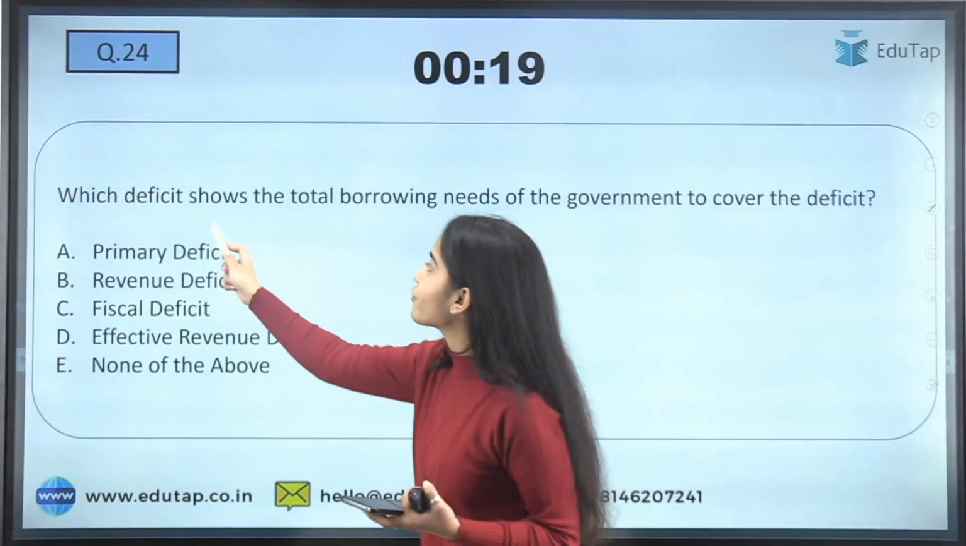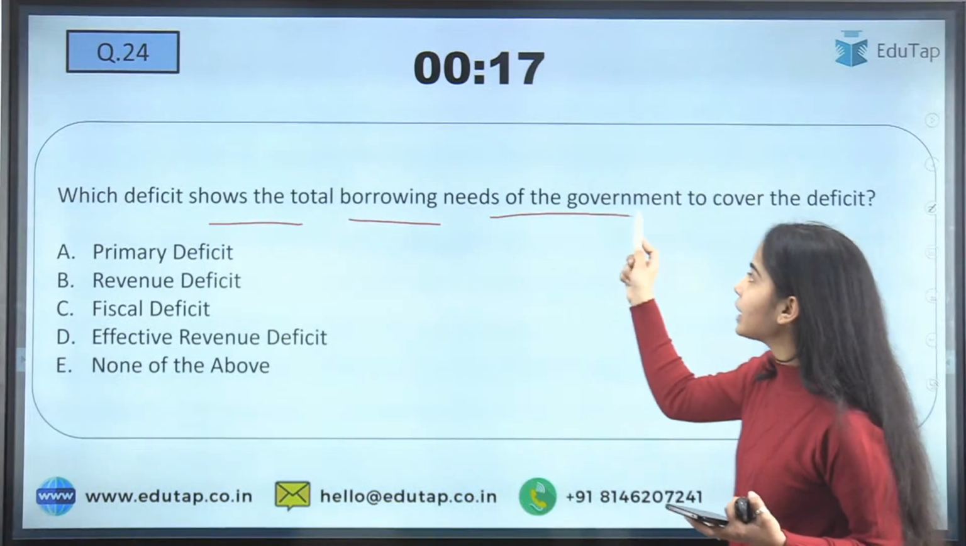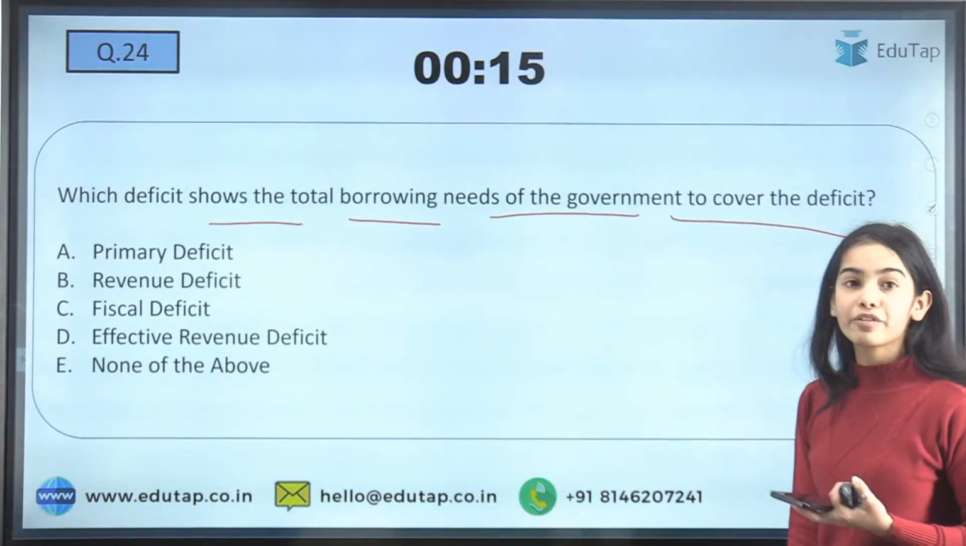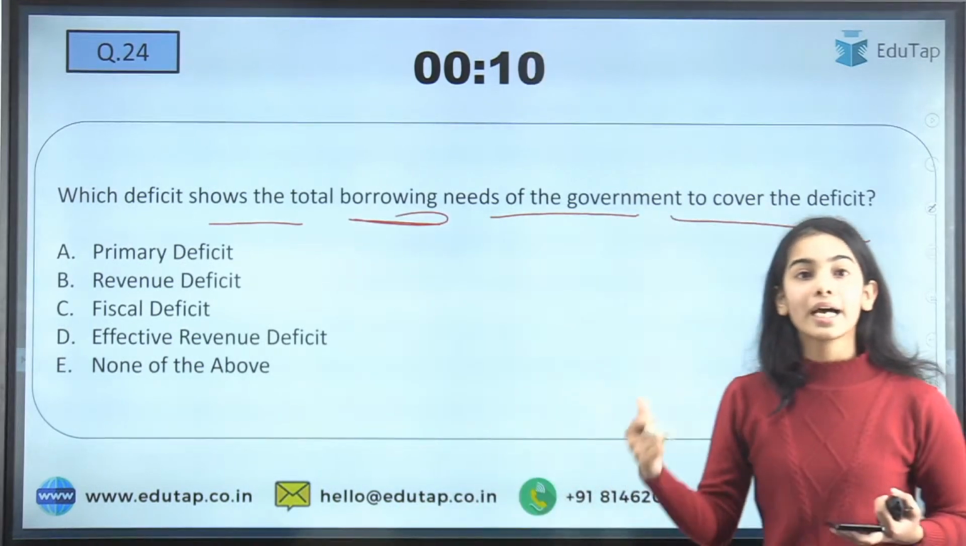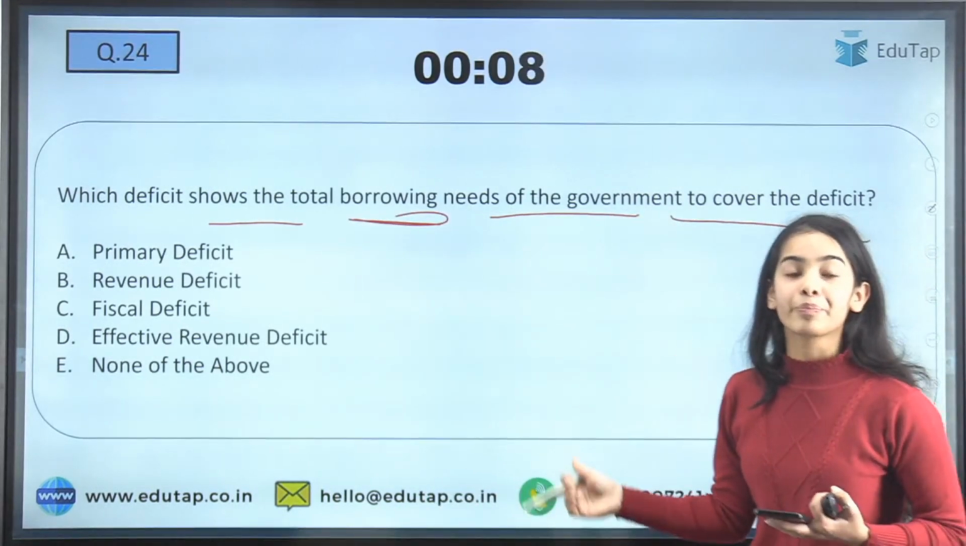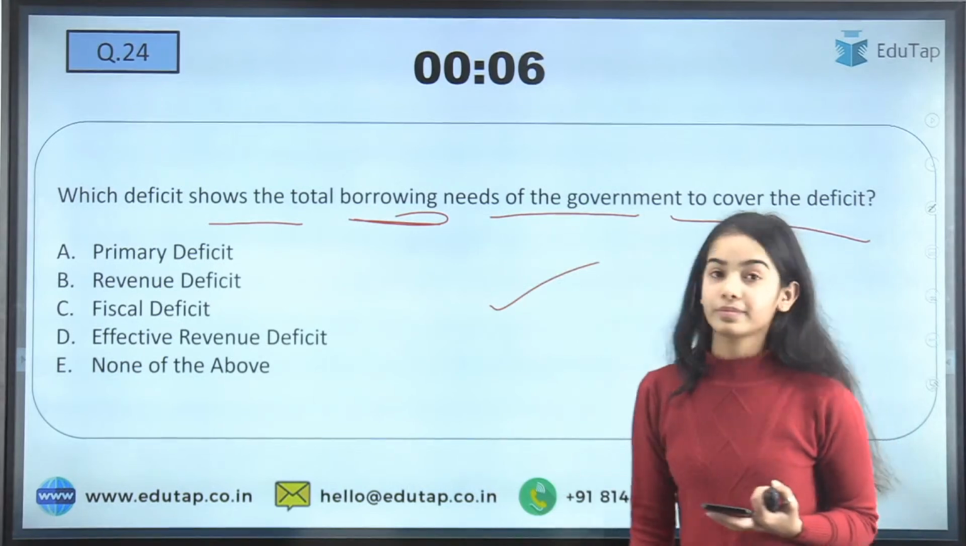Next is, which deficit shows the total borrowing needs of the government to cover the deficit? So which deficit shows the total borrowing, you have to tell that. Again, a very easy question, I must say. So try to answer this question.